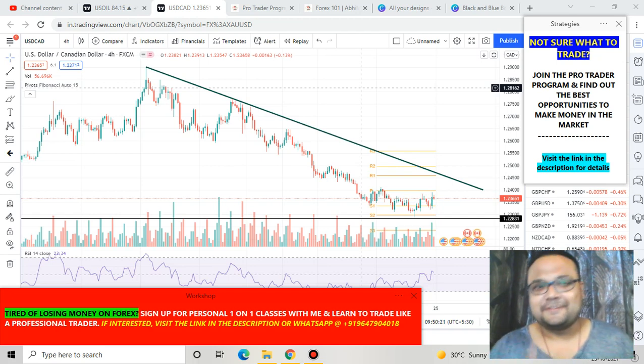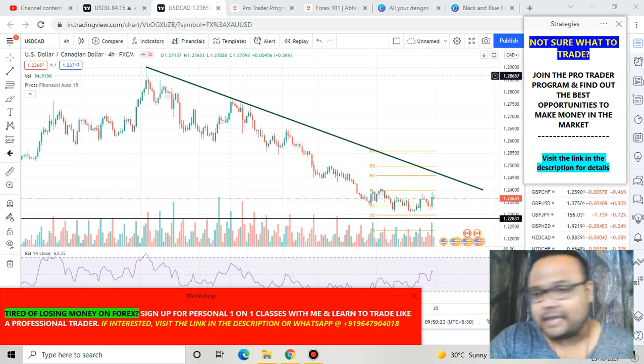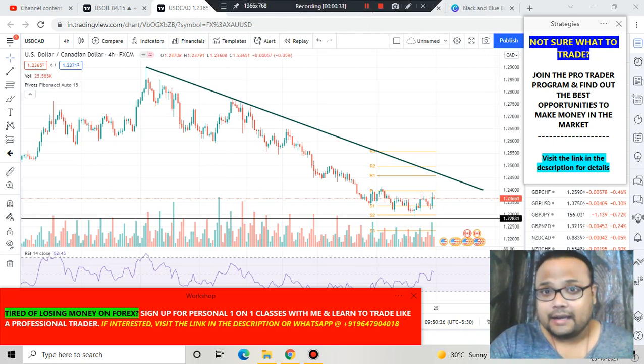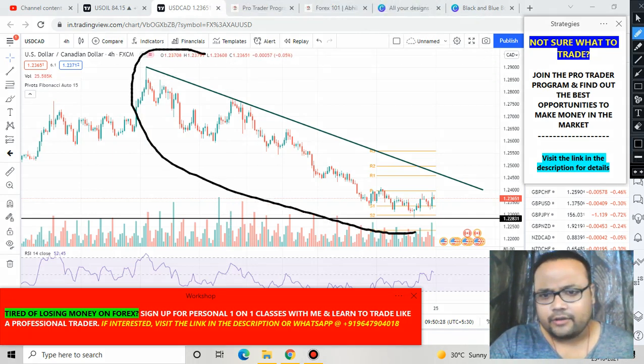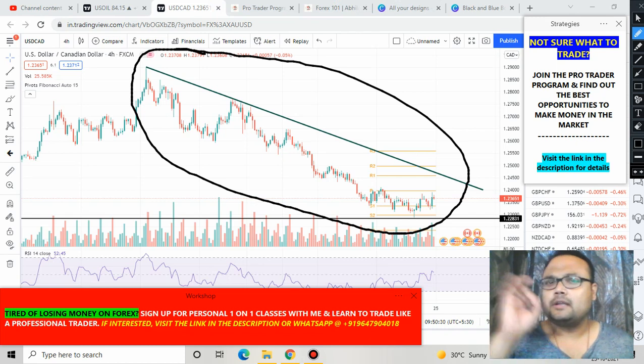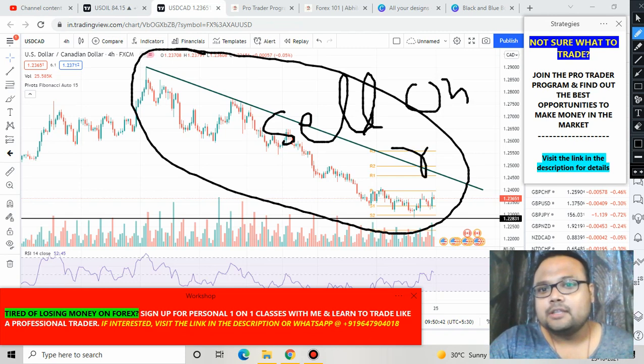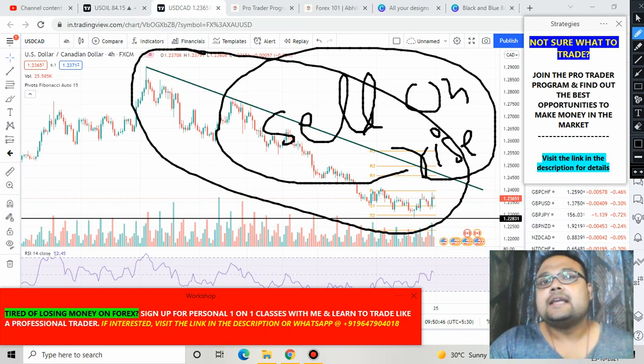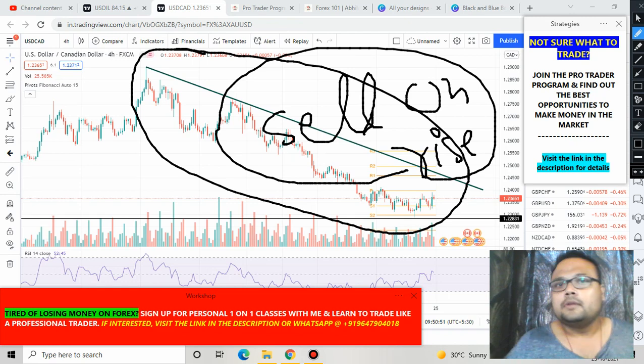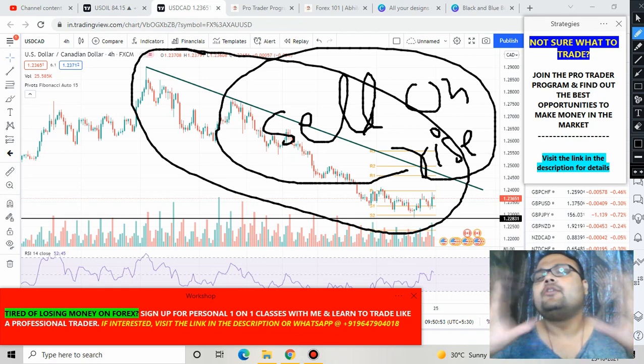So let's get started. This is the Forex chart of USD CAD in front of us right now, and as you can see, USD CAD is in a downtrend. The chart looks simple. This is a trending market, also called a sell on rise market, because you can clearly see that the market is going down, or in simple words, sellers are dominating the market. Sellers are dominating means the best position to short the market is always at the resistance.